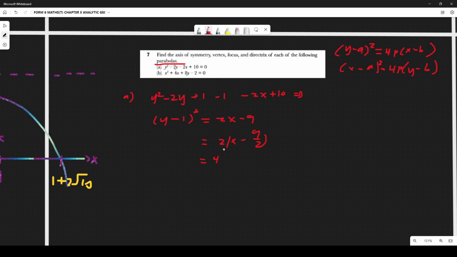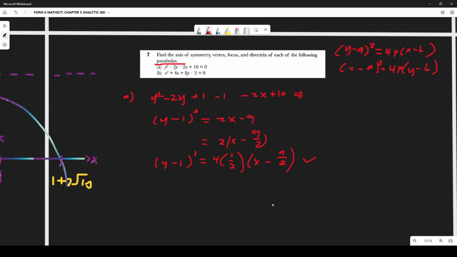If I have this y out, it means I have to factor out y from these two. So it means 1 over 2. Okay, so 1 over 2 and x minus 9 over 2. So y minus 1 equals 1 over 2 (x minus 9 over 2). Okay, I think that is complete.